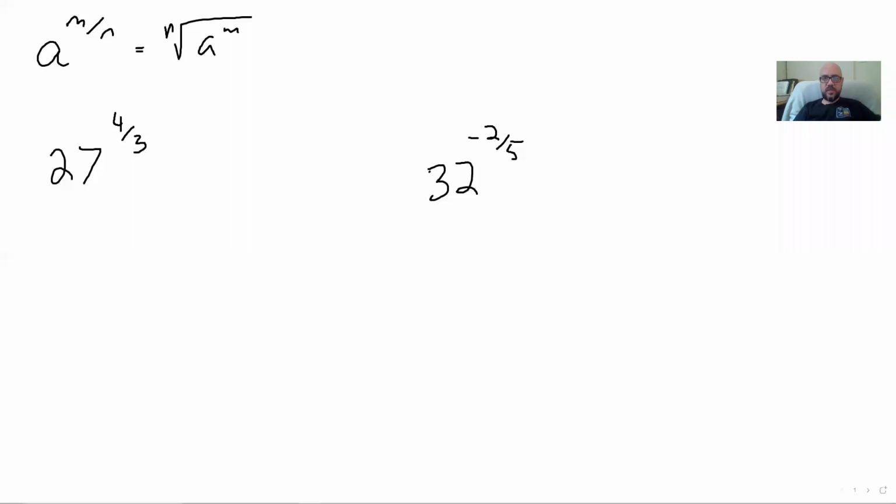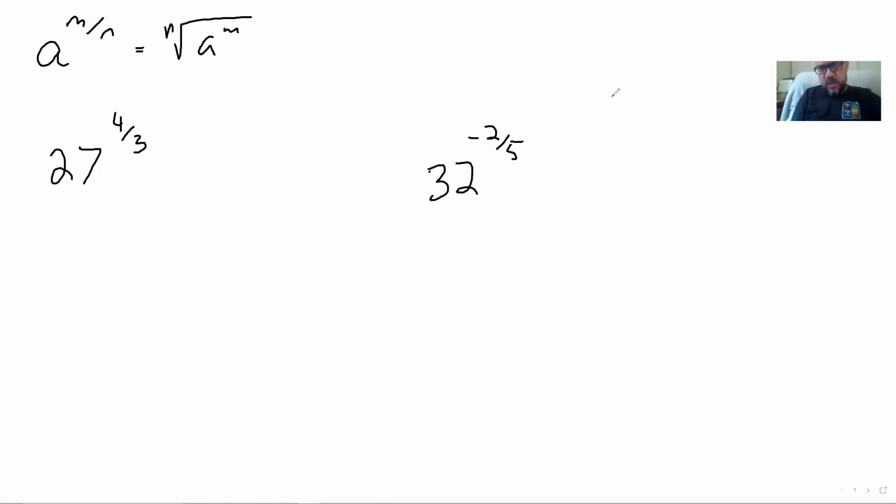Rational exponents. So let's look at how rational exponents work. The number one thing to know about rational exponents is that they are radicals. So if I have a to some fraction, where the numerator is called m and the denominator is called n, that is literally the exact same thing as the nth root of a to the m.